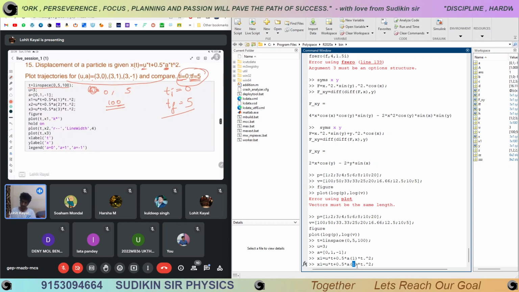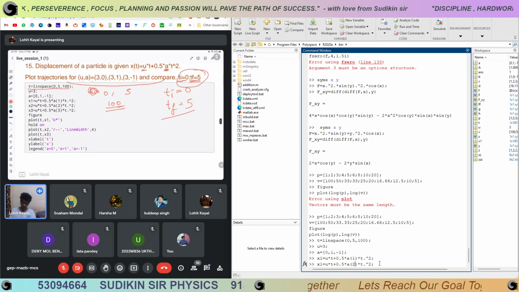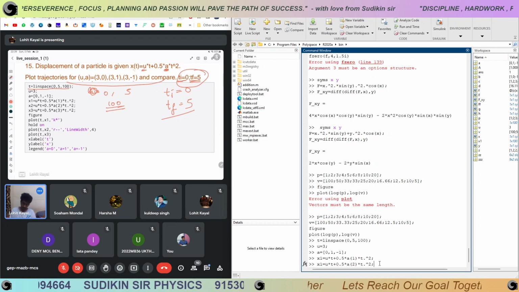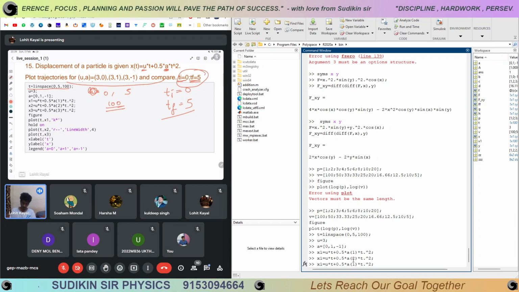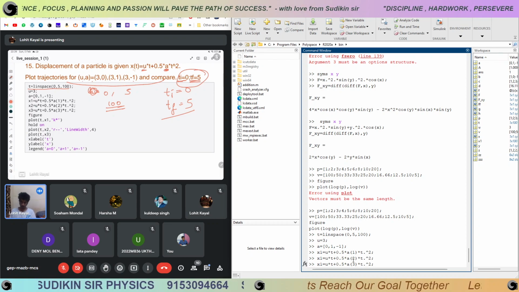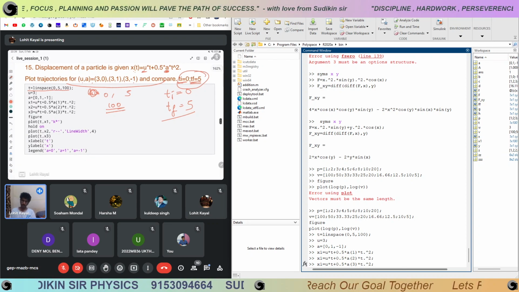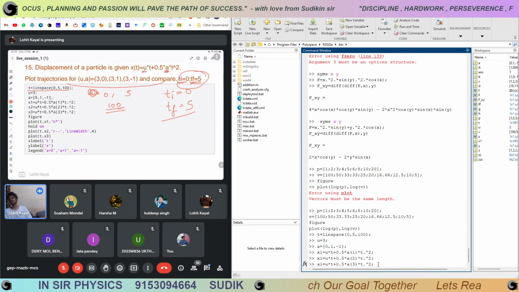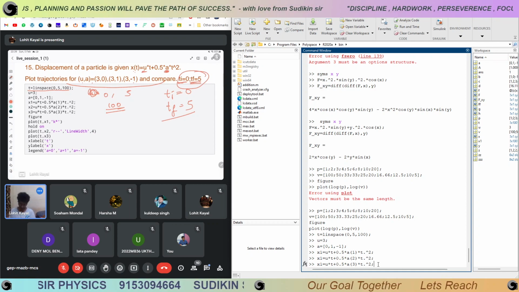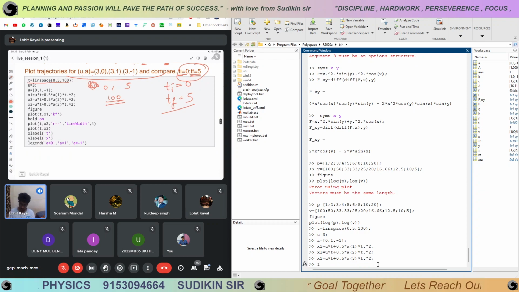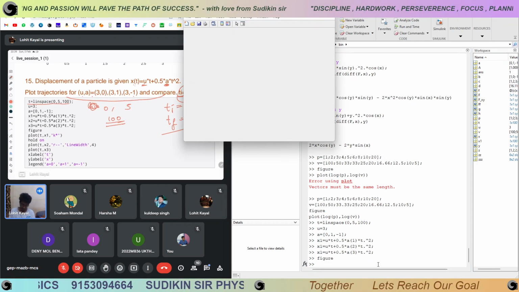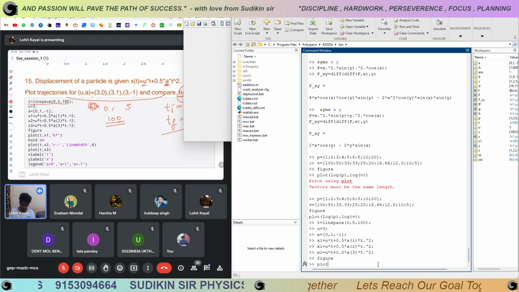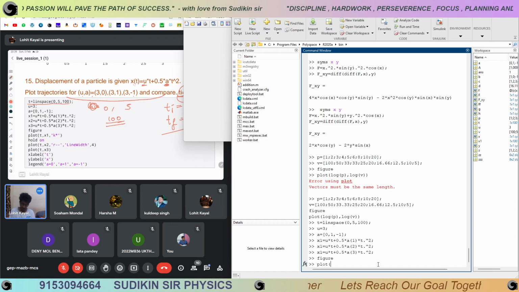In all cases my initial velocity is 3, so I am writing u = 3. The acceleration a is different in the three cases, so I am writing a = 0, 1 and -1. In the first case it is 0, in the second case it is 1, and in the third case it is -1. Here I have three trajectories, so I am writing based on the three conditions. x1 is u times t plus 0.5 times a1 times t.^2.